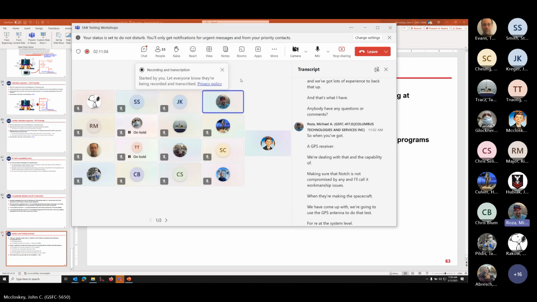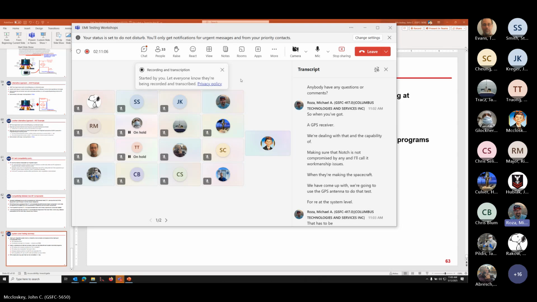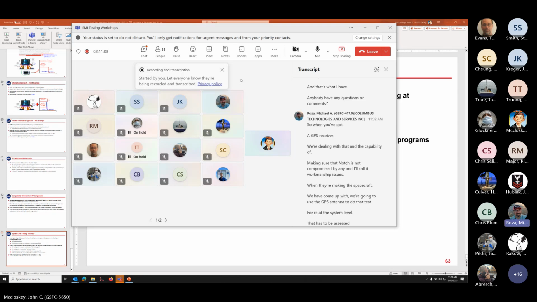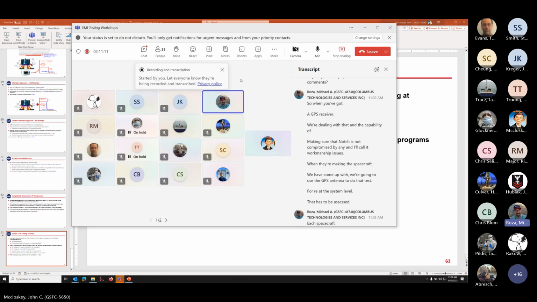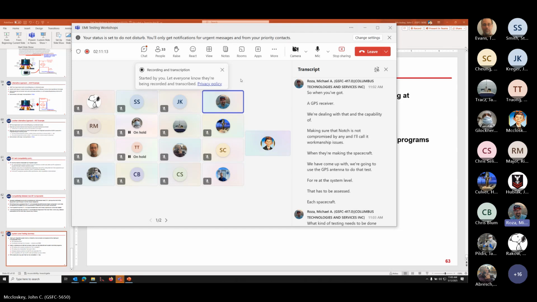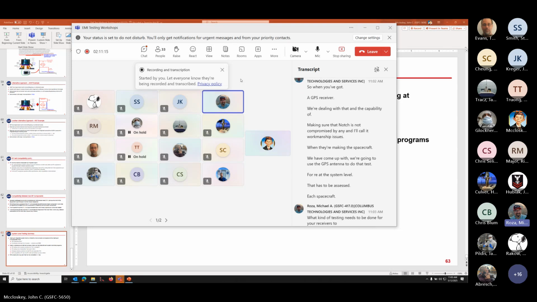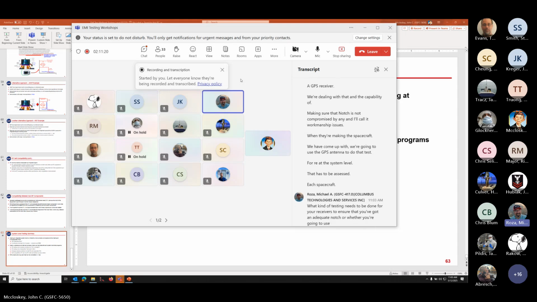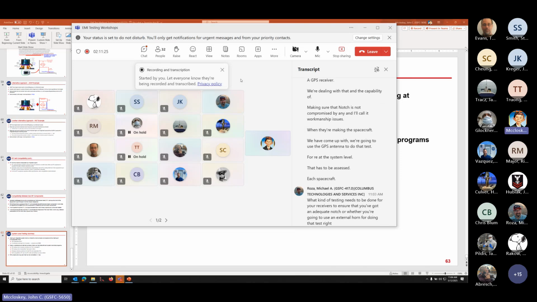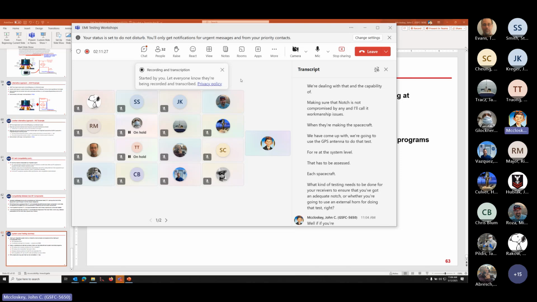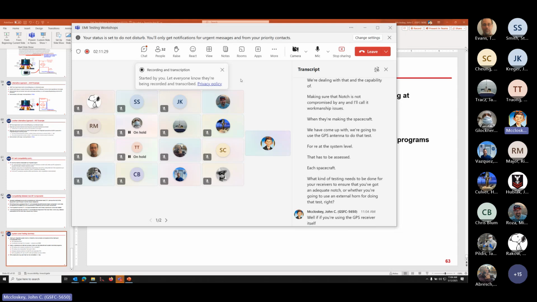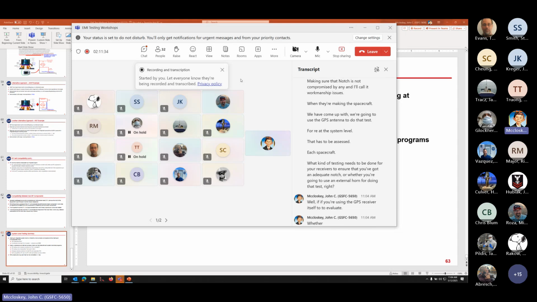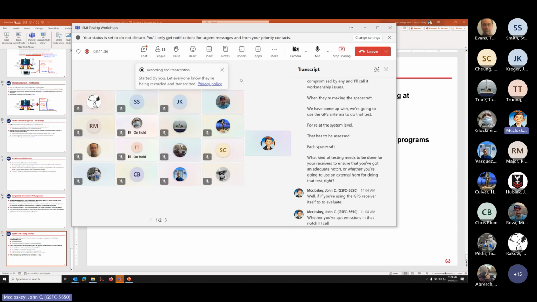That has to be assessed for each spacecraft: what kind of testing needs to be done for your receivers to ensure that you've got an adequate notch, or whether you're going to use an external horn for doing that test. Well, if you're using the GPS receiver itself to evaluate whether you've got emissions in that notch, I call that a self-compatibility test.